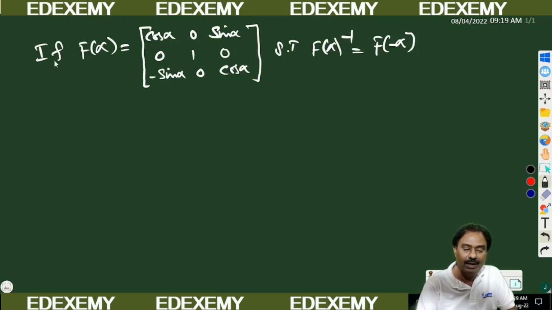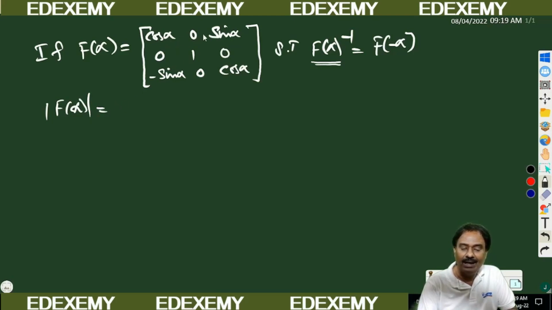See, f of alpha is equal to the matrix cos alpha 0 sin alpha, 0 1 0, minus sin alpha 0 cos alpha. Then show that f of alpha to the power of minus 1, means inverse of f of alpha, is equal to f of minus alpha. Now, how to find this? First, you will find the determinant value and show that the inverse exists. Now, f of alpha, find the determinant value.